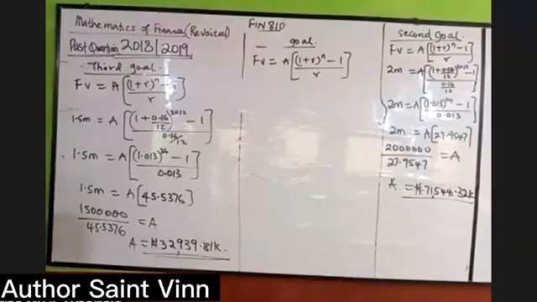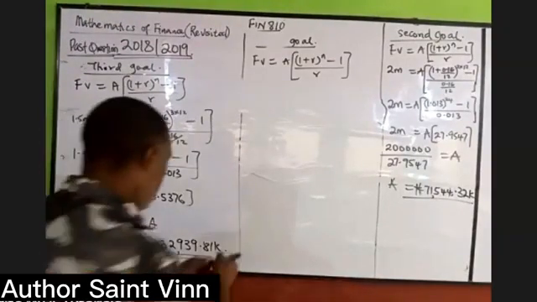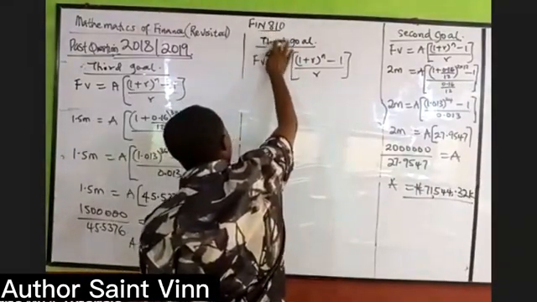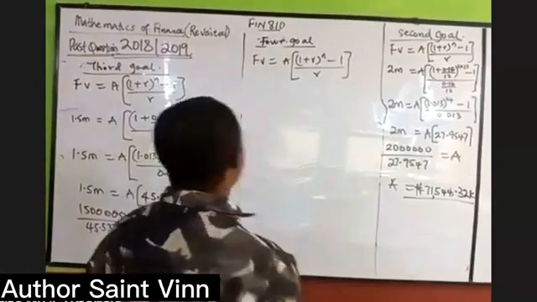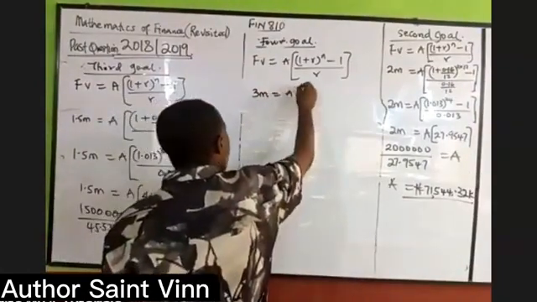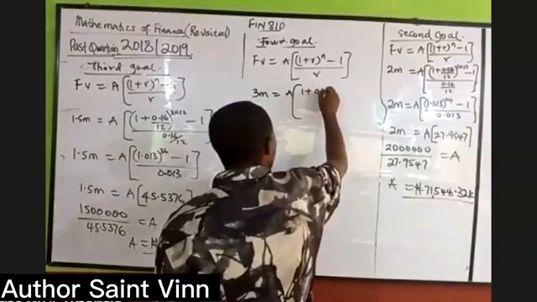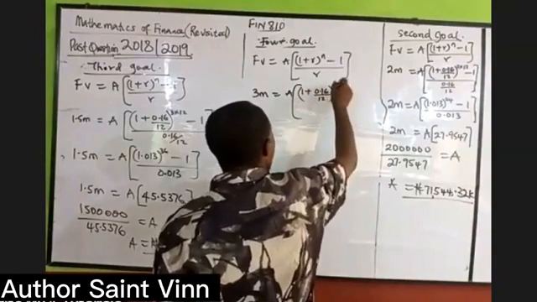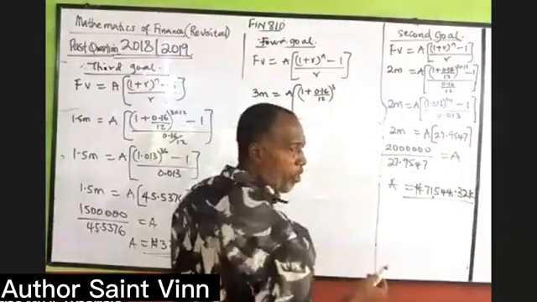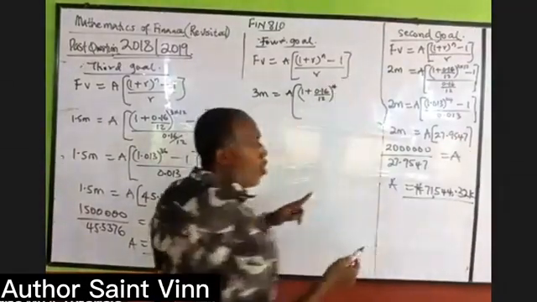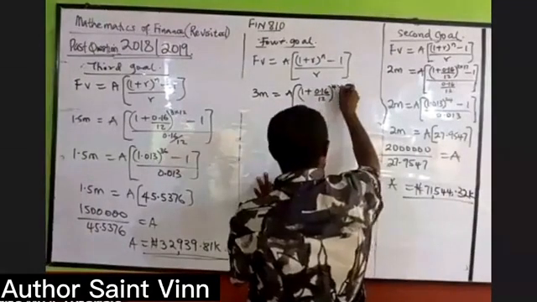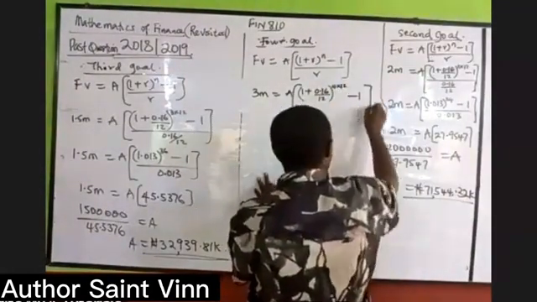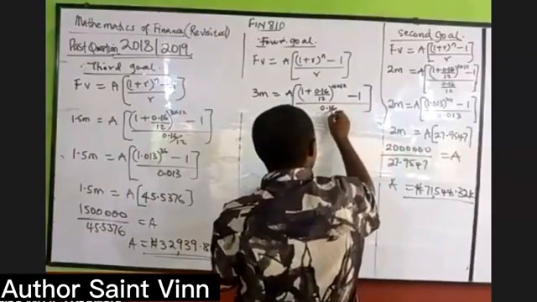The last one, parents' marriage, 3 million of it in 4 years' time. Our fourth goal is 3 million for our parents' marriage planning. 0.16 divided by 12, all raised to power n. Is it 3 years or 4 years? 4 years. Okay, that means the first goal is 1 year, second is 2 years, third is 3 years, and the fourth goal is 4 years. Times 12, minus 1, all over 0.16 divided by 12.